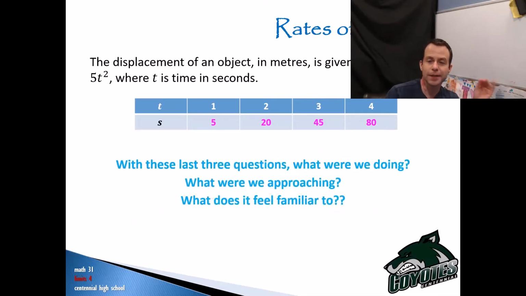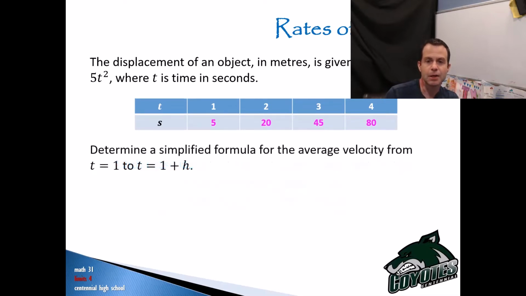Okay, with these last 3 questions, what are we doing? What are we approaching? Well, we're approaching 1. That should feel like a limit, right? Because that's what we've been doing for the last few days. Okay, so determine a simplified formula for the average velocity from t equals 1 to t equals 1 plus h.